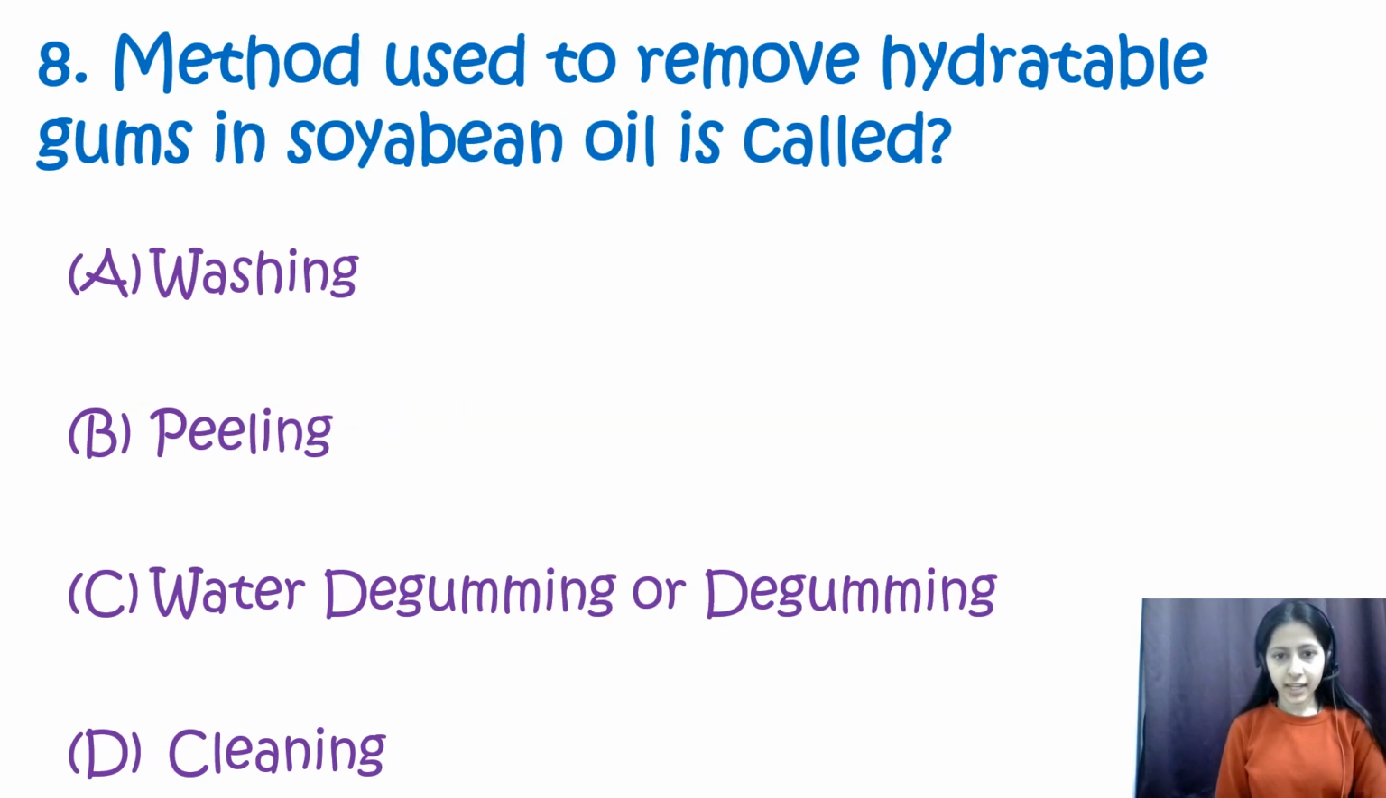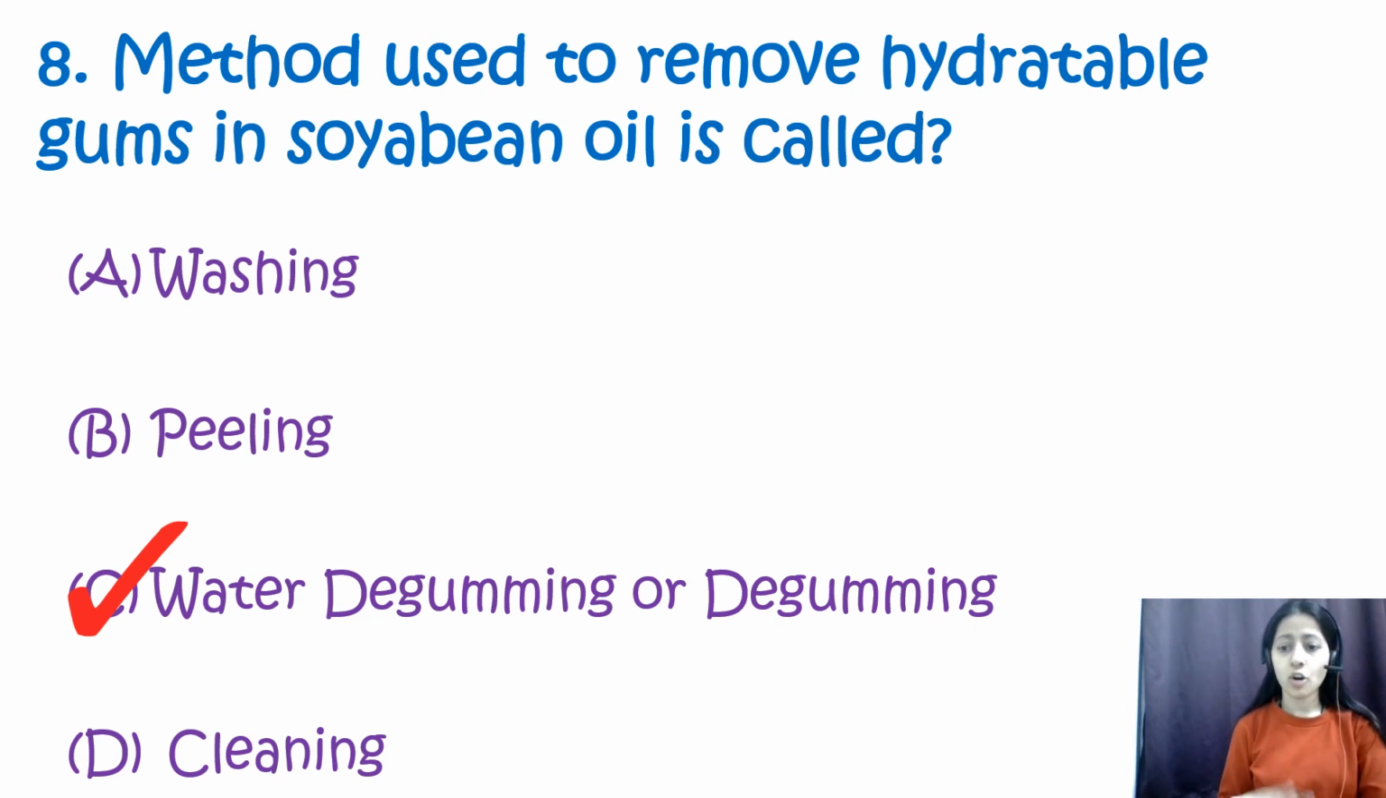Question number 8. The method used to remove hydratable gums in soybean oil is called option A, washing, B, peeling, C, water degumming, or degumming, and D, cleaning. So the correct answer is option number C, that is water degumming or degumming. Actually this degumming is a process using hot water.